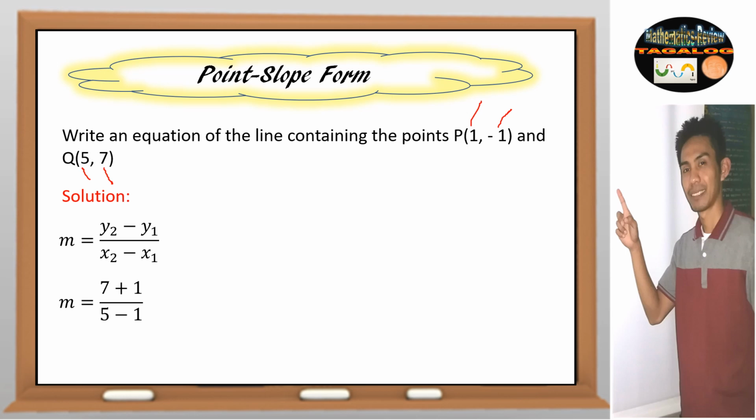7 plus 1 over 5 minus 1. Then 7 plus 1 equals 8, and 5 minus 1 equals 4. Or 8 divided by 4, 2. So, mayroon na tayong slope m is equal to 2.